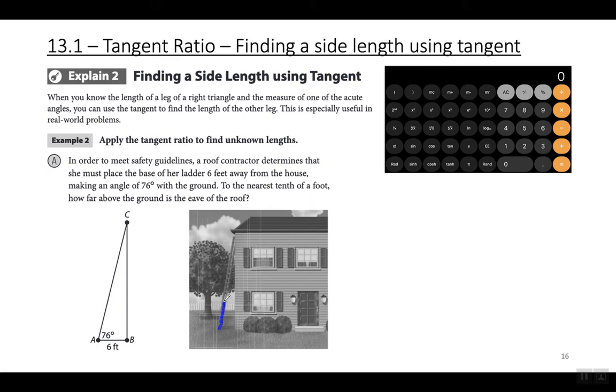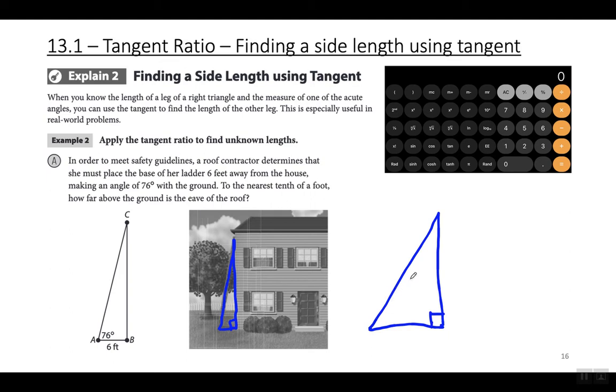The ladder is slanted against the house, right? The house is a straight vertical line. The ground is a straight horizontal line. So the house and the ground create a 90-degree angle. So what you have is this slanted line against the house, which is a straight vertical line, and the ground, which is a straight horizontal line, and the house and the ground create a 90-degree angle.